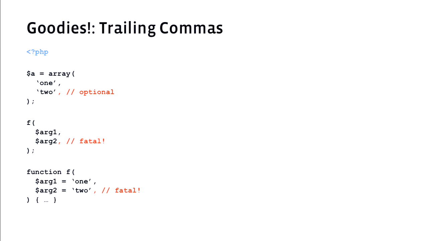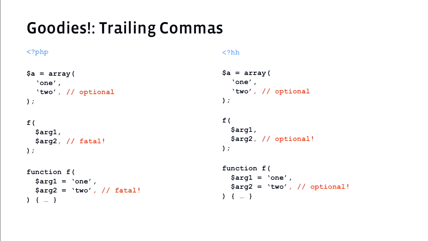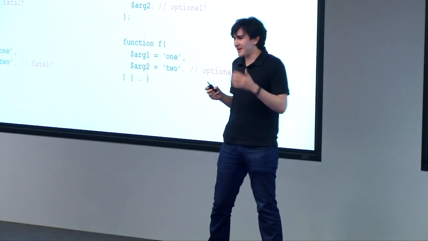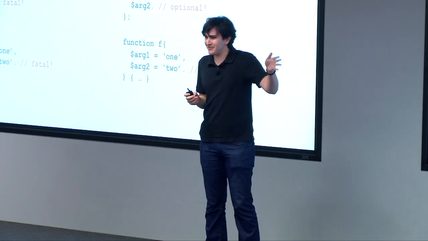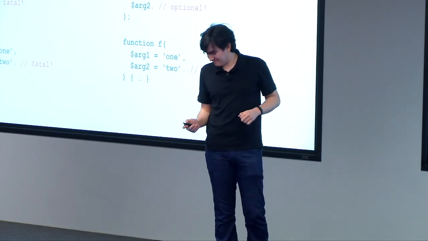So in order to produce better blame and smaller diffs, Paul Tarjan added optional support for trailing commas in all of these contexts. So yeah, we're very happy. It's critical syntax. And if you guys have seen the intro video, Paul is very excited about trailing commas.